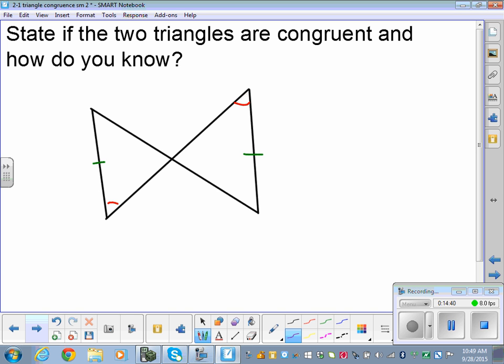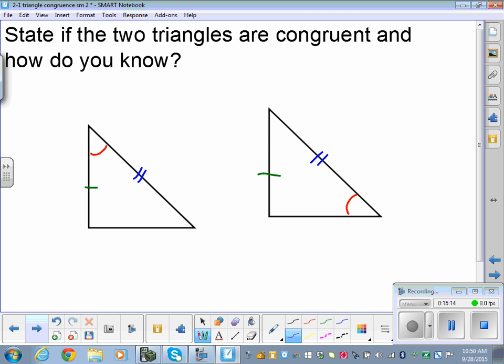Perfect. Yes, you're both correct. So Gavin was able to see that this angle and this angle are vertical angles. You're absolutely correct. And then if you look at it in the order, we would have angle, angle, side. Good, very good. So this one's yes, by angle, angle, side. Any questions on that one? Very good on seeing those vertical angles.